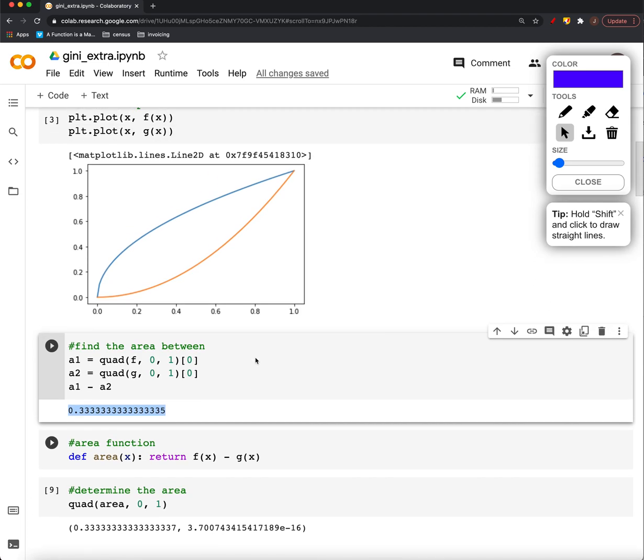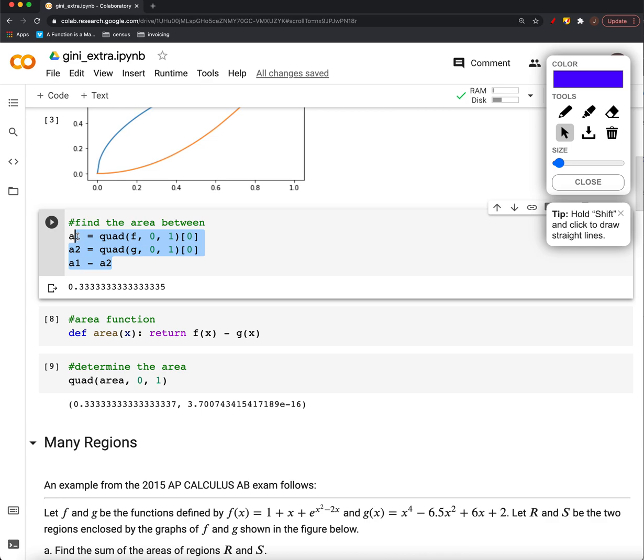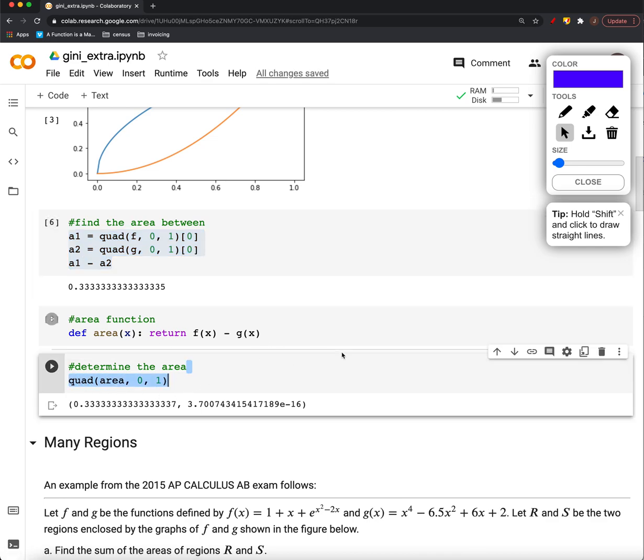Okay, so the area between two curves, we just need to take away the curve below from the curve above, or the area of the curve under the curve below from the area under the curve above. And here's how we can do that either individually, or if we want to just do it in one call to quad.